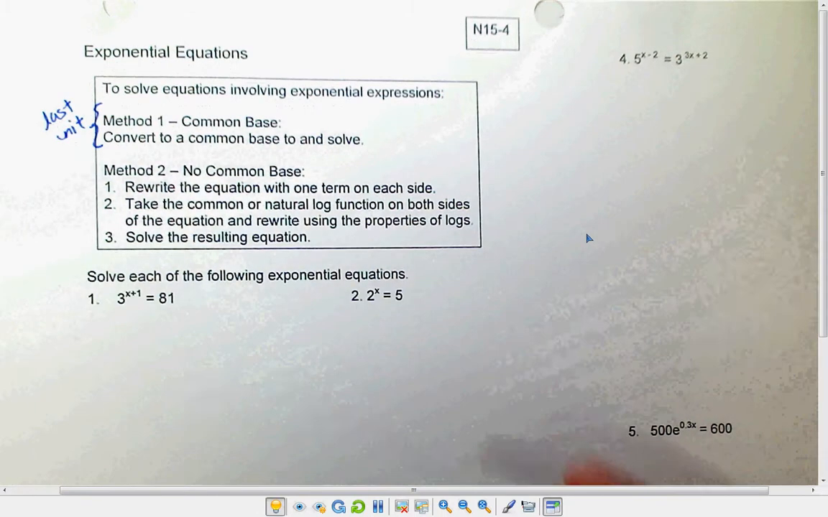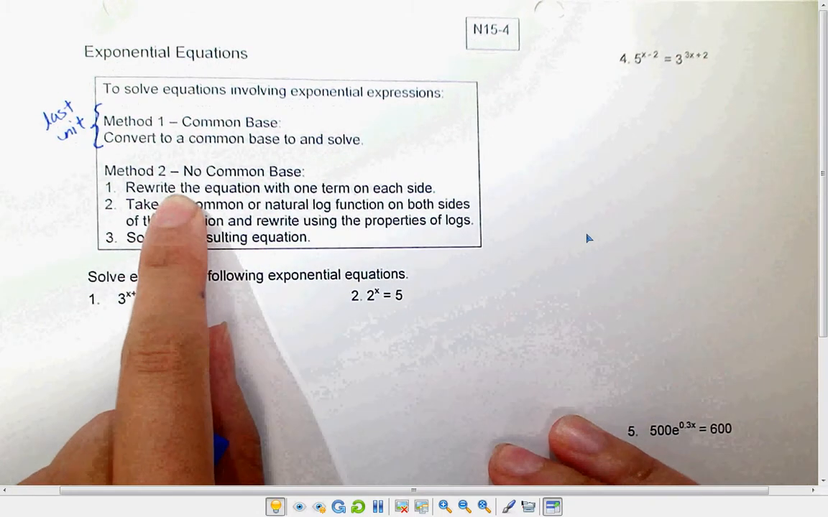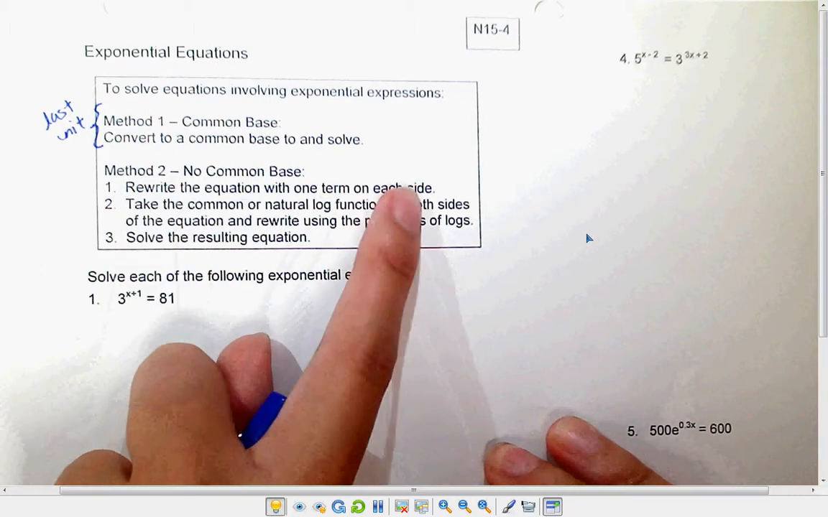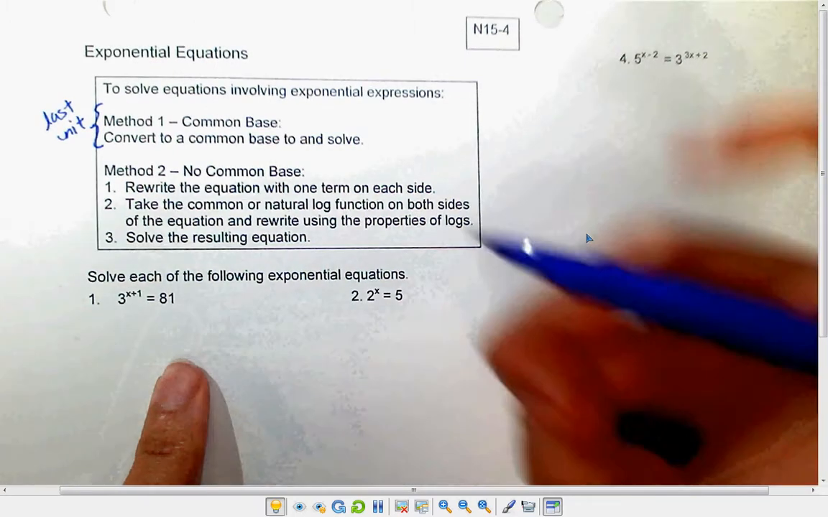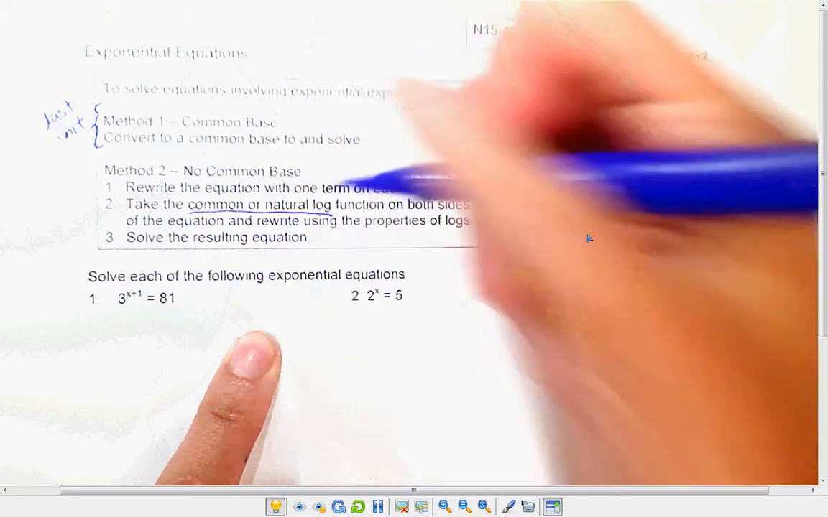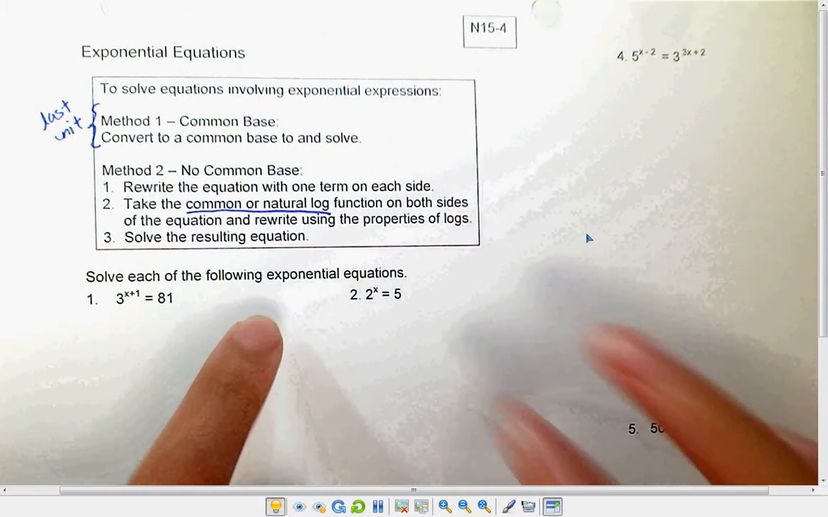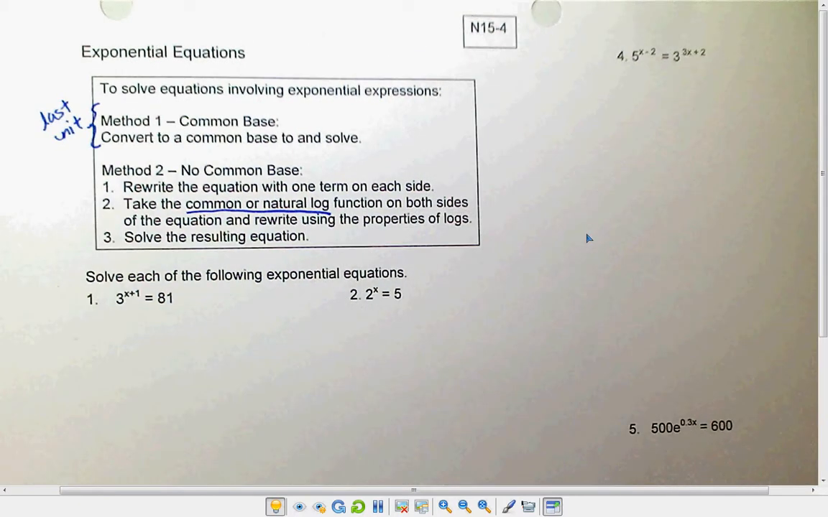So what we're going to do if there is no common base is to rewrite our equation with one term on each side. And then we're going to take the common or natural log on both sides and then rewrite using the properties of logs. And then we're going to solve this. So let's take a look at number 1.